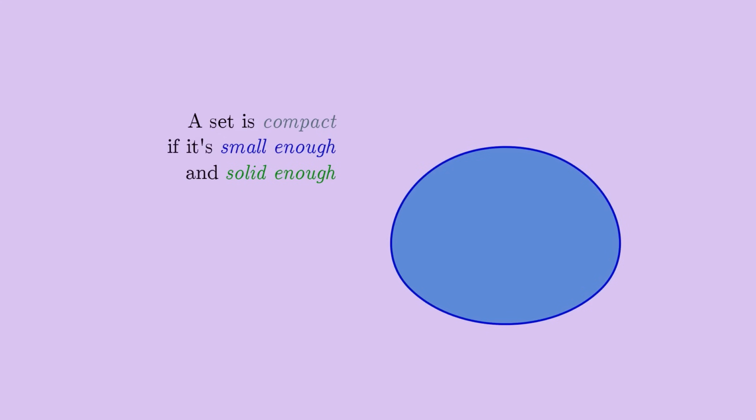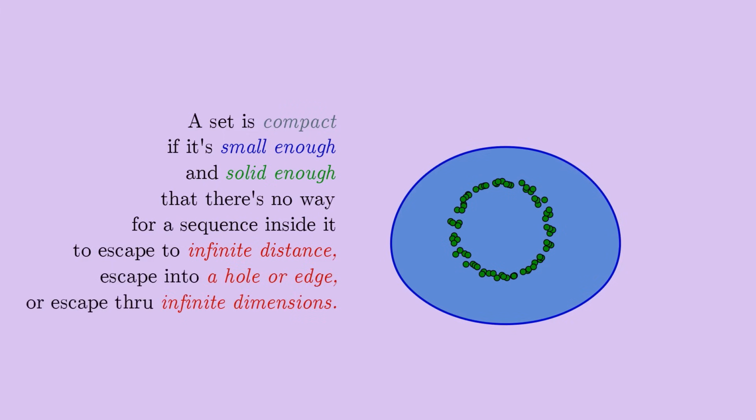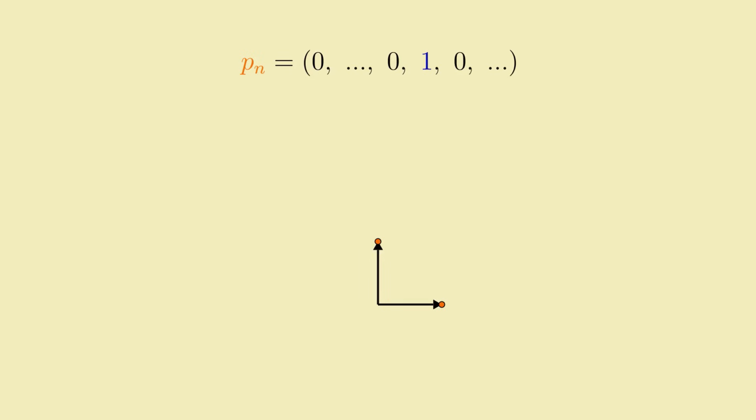So this is how I like to think about compactness intuitively. A set is compact if it's small enough and solid enough that there's no way for a sequence inside it to escape to infinite distance, escape into a hole or edge, or escape through infinite dimensions. In ordinary finite-dimensional Euclidean space, this corresponds precisely to the sets that are closed and bounded. But as we saw, that's not always enough for more exotic spaces. So that's how I view compact sets intuitively.